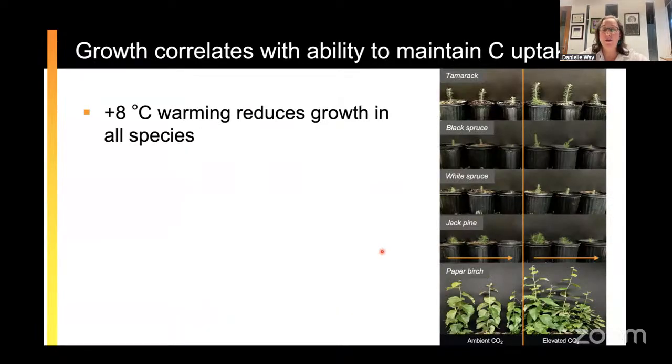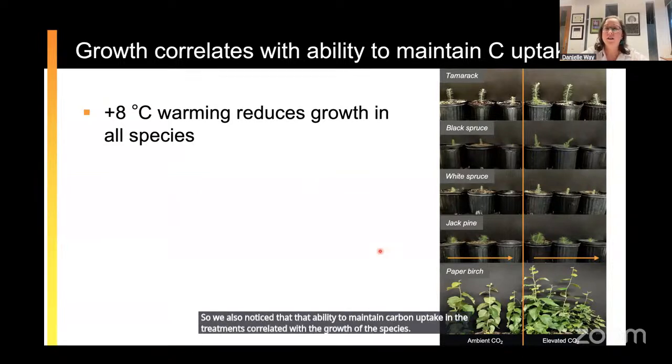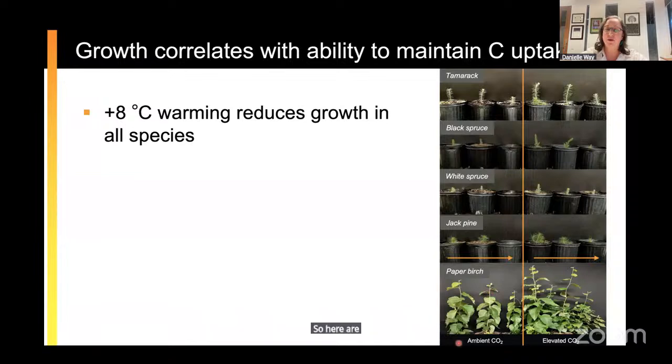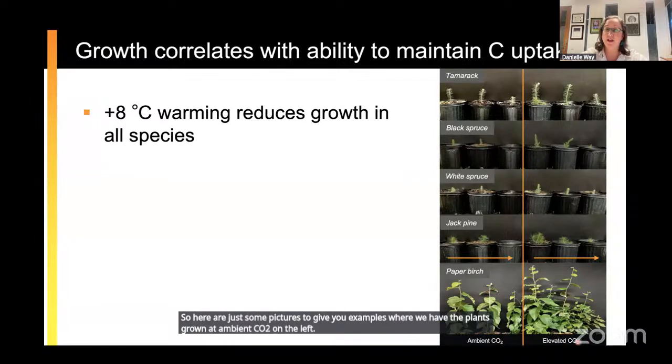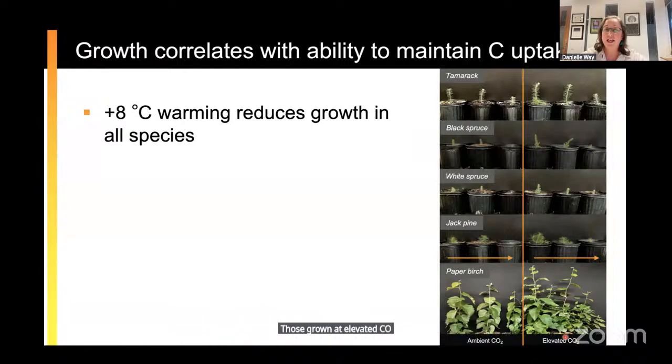So we also noticed that that ability to maintain carbon uptake in the treatments correlated with the growth of the species. So here are just some pictures to give you examples where we have the plants grown at ambient CO2 on the left, those grown at elevated CO2 on the right. And within each of the species names, the arrows indicate current temperatures, +4 warming, +8 warming. And so in all of the species, +8 degrees warming really suppressed the growth of the species.